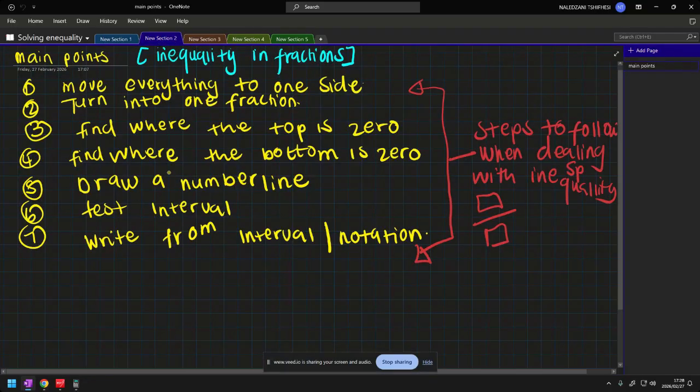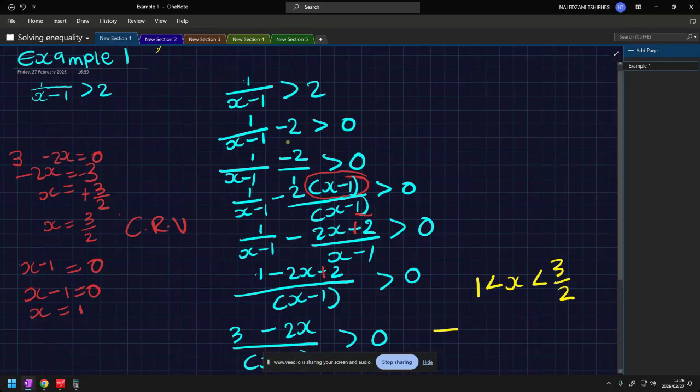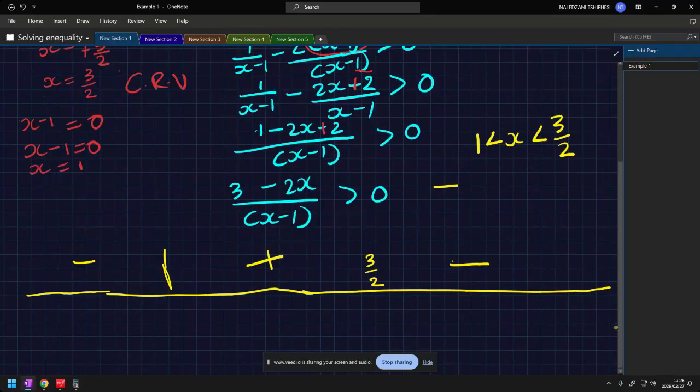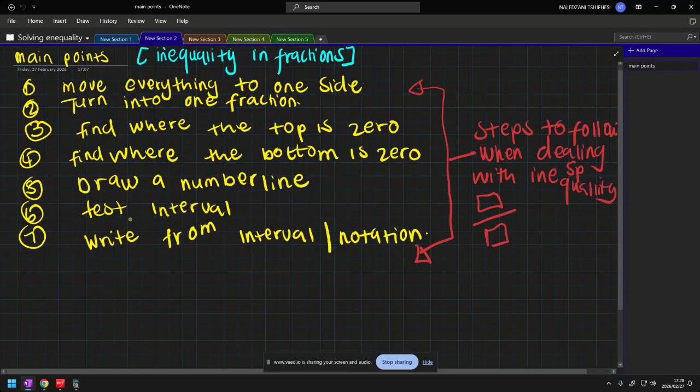So you remember that we draw a number line. Here we also drew a number line. There we also drew a number line, and then we test the interval. We did test that, and then we write the interval notation, which we also did, right?